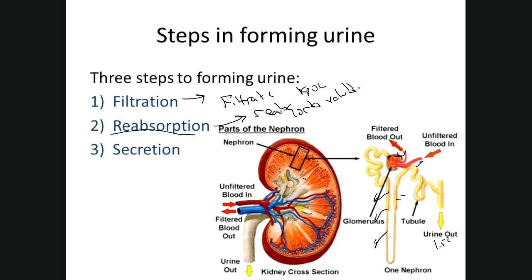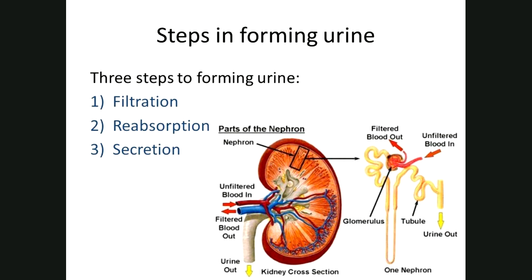And then there's another process called secretion. Secretion is we're actually going to put stuff in here. We're going to put it in there, and it's going to wind up in the urine. So that's secretion. Secretion means that we're going to actively get rid of unwanted substances. We're going to get rid of extra stuff. So 3 processes: filtration, reabsorption, and secretion.